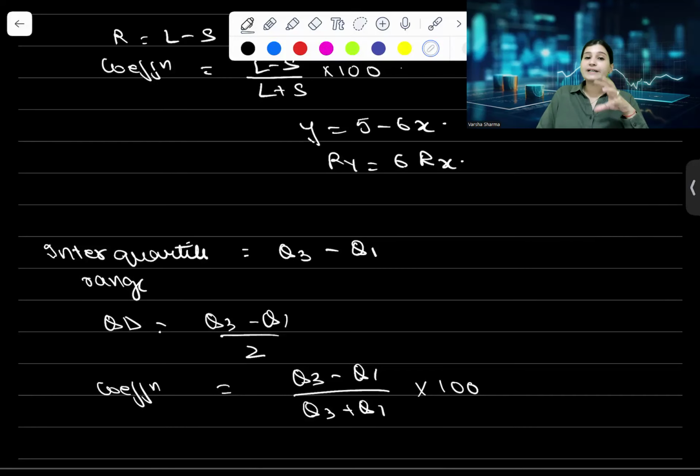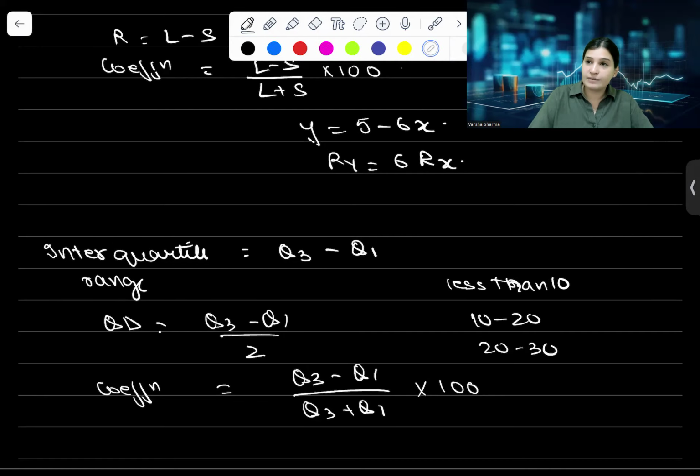Now, is this based on all the observations? No. Why? Because Q1 and Q3 only take the central 50% of the observations. They ignore the rest of the values. When we are finding Q1, it has 25% data before it and 75% data above it. So the first 25% of the data, that means the first interval, will never be used. If it is an open-end class, the first interval is less than 10, then we have 10 to 20, 20 to 30, and then more than 30. It doesn't matter in median, it doesn't matter in quartile.